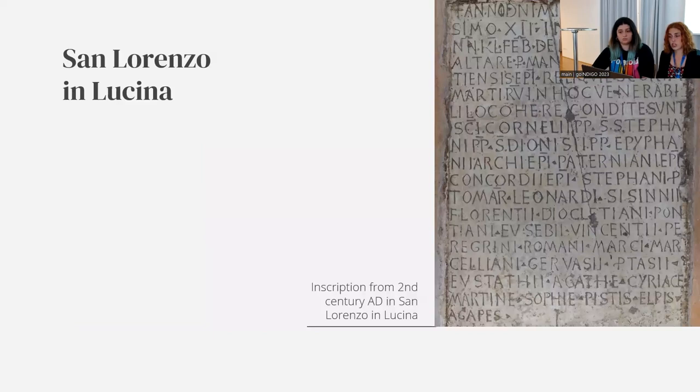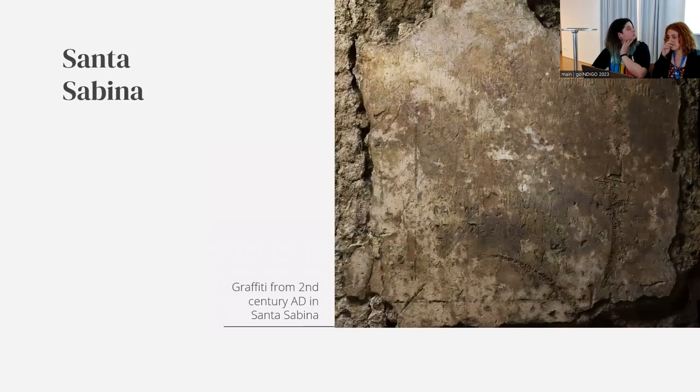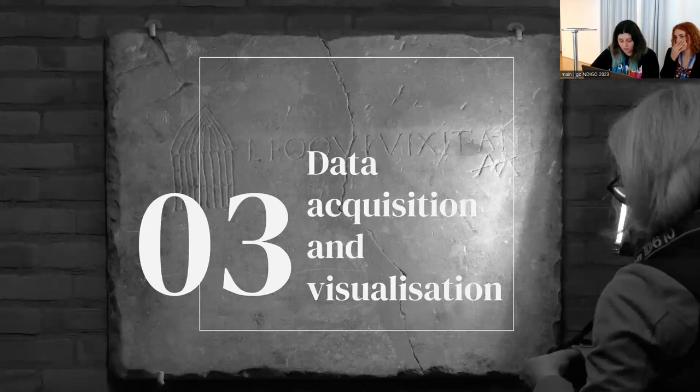At San Lorenzo e Lucina, among the numerous examples that we found, we analyzed in particular an inscription from the second century found in the front portico. And in the end, at Santa Sabina, we analyzed this second century graffiti that is located in the crypt and associated with the cult of Isis. Okay, now we move on the phases related to the acquisition of these artifacts.